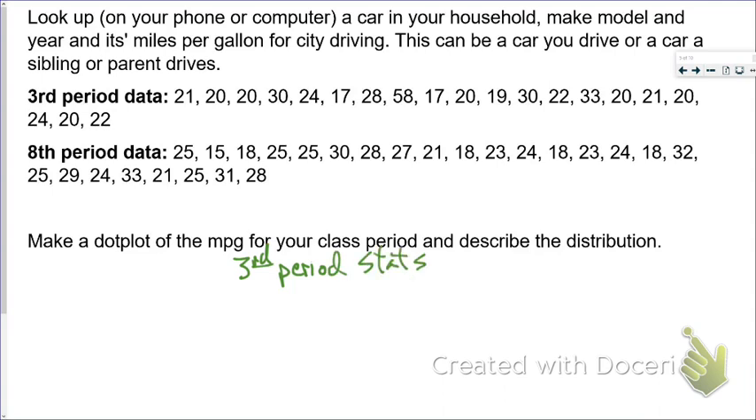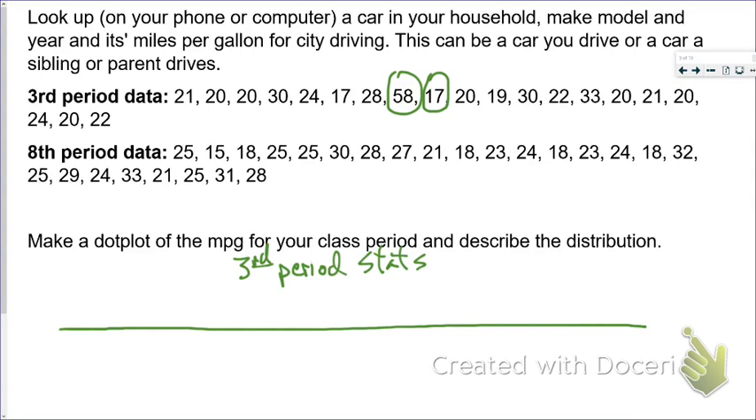Make a long number line. I'm going to find my min and my max for third period, and that looks like 17 to 58. Remember, a dot plot is very different from a stem plot. You just need a number scale. You don't have to represent every single digit on the number line. So I would start, if I remember right, in class we started with 15, and we went by 5s up to 60. So let's do that.